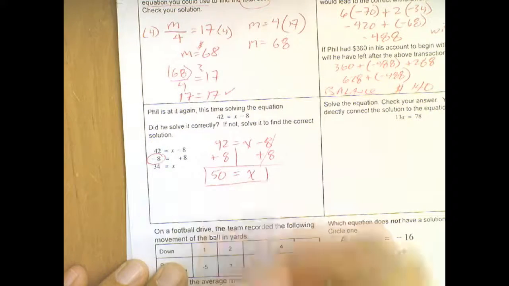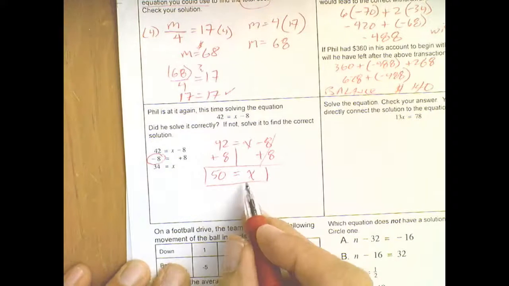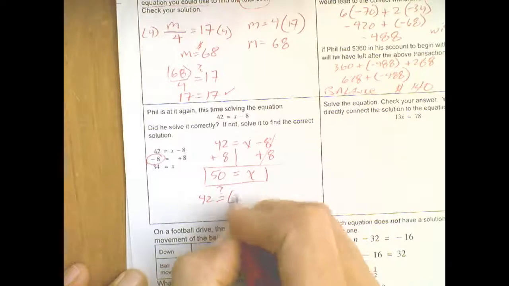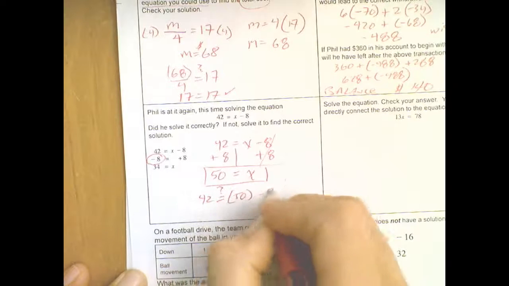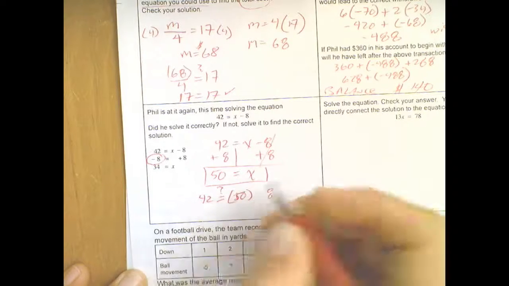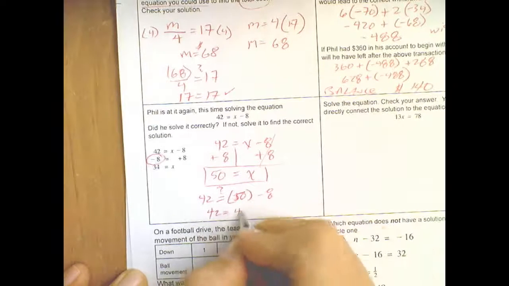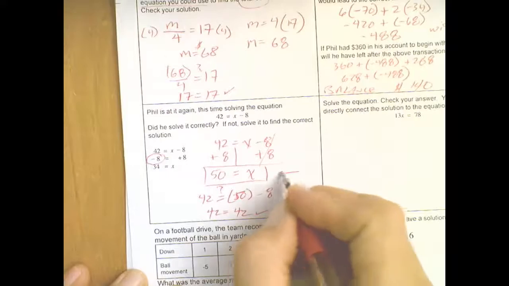So there's the correct solution. And I can even check it. Does 42 equal 50 minus 8? Yes, 50 minus 8 is 42. So there is the correct solution.